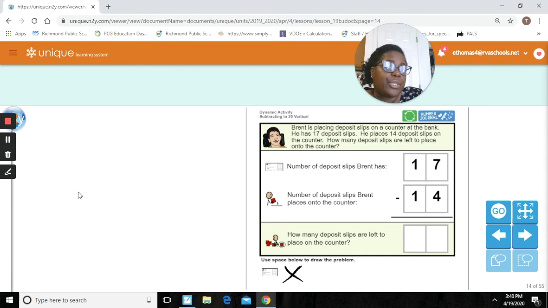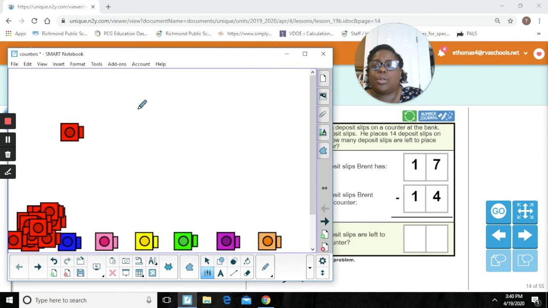What method are we going to use? Or what method can you use? The number line. We can use the number line. If you said counters, you were right. You can use any method that you want, the one that you feel comfortable with. But we're going to use the number line for this problem. All right.